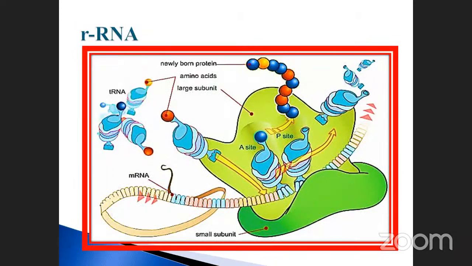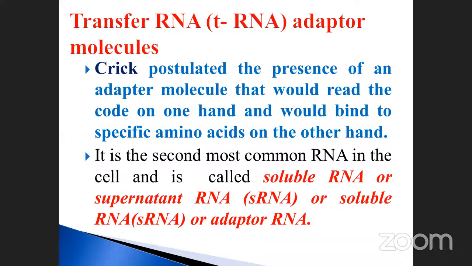This is the ribosomal RNA. This is the messenger RNA. This one is called messenger RNA. See that diagram. This is a tRNA. tRNA has different sites to which it can bind. We will see it in protein synthesis. Next. First we studied rRNA. How much percentage is present in the cell?